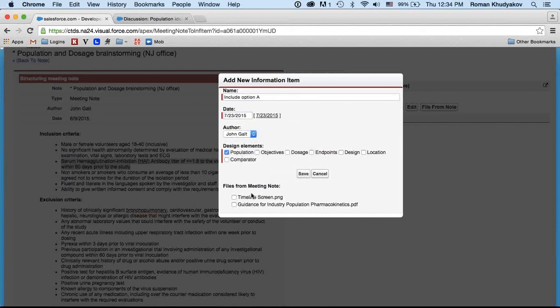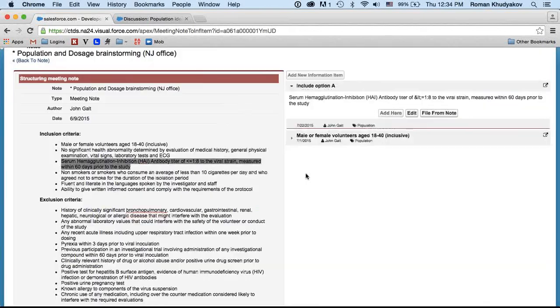And also, if you remember, there were 2 files that were supporting those ideas that we discussed at the meeting, and here I can pick which one of them supports this particular decision, and I click Save, and it automatically creates a decision in a specific category.